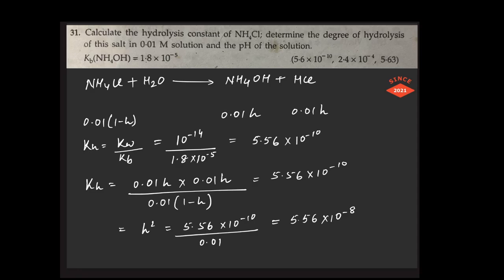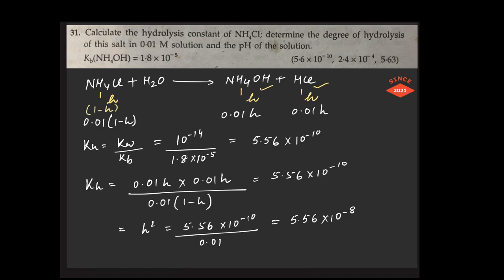NH4Cl on hydrolysis will give NH4OH and HCl. From the equation, it can be seen that 1 mole of NH4Cl gives 1 mole of NH4OH and 1 mole of HCl. Concentration of water is constant, it is taken in excess. Now if H moles of NH4Cl undergoes hydrolysis, then H moles of NH4OH and H moles of HCl will be formed. And amount of NH4Cl left will be 1 minus H.